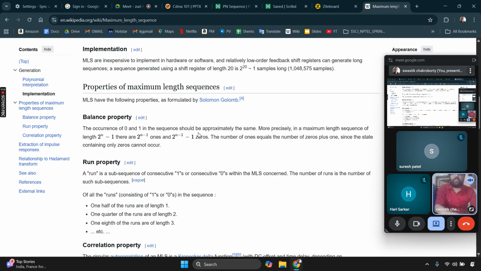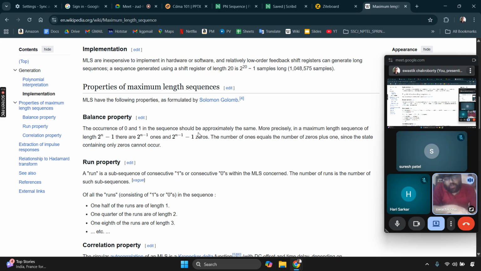Balance property means that the occurrence of zeros and ones in these sequences must be approximately the same. That is, the sequences that you generate will have on average the same number of zeros and ones. More precisely, in a maximal length sequence of length 2^n minus 1, there are 2^(n-1) ones and 2^(n-1) minus 1 zeros.